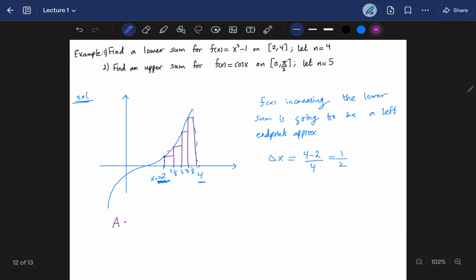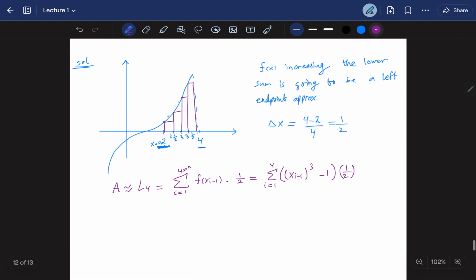So here the area using a left endpoint approximation is just the summation of f of x sub i minus 1 times my delta x, which is 1/2, from i equals 1 to 4, because 4 is just my n. Now, since f is x cubed minus 1, this is just the summation of x sub i minus 1 cubed minus 1, all multiplied by 1/2, i equals 1 up to 4.